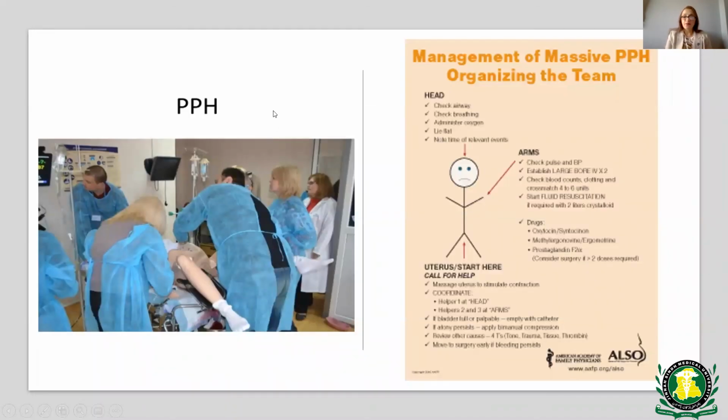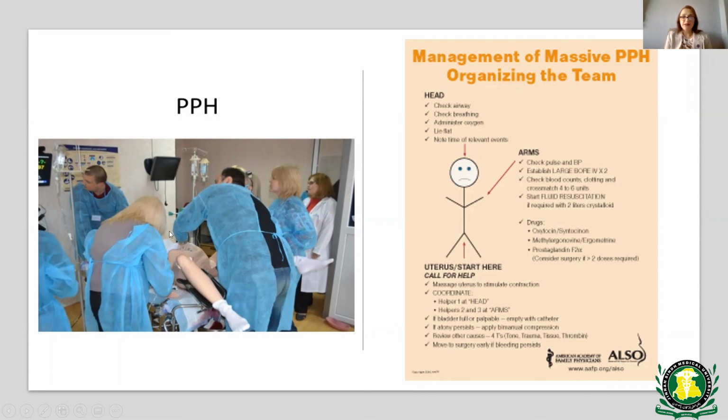The Advanced Life Support in Obstetrics has an excellent algorithm for team management of postpartum hemorrhage. As I said before, we need a lot of people in the room. The person at the head end will check the airway, check the breathing, administer oxygen, make sure that the patient is lying flat, and note the time of relevant events.